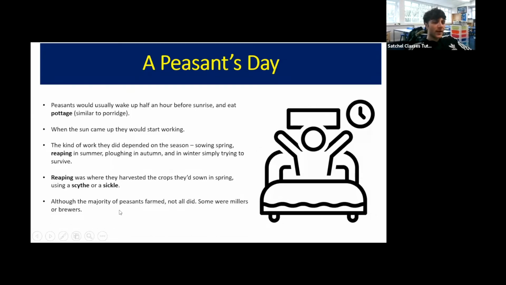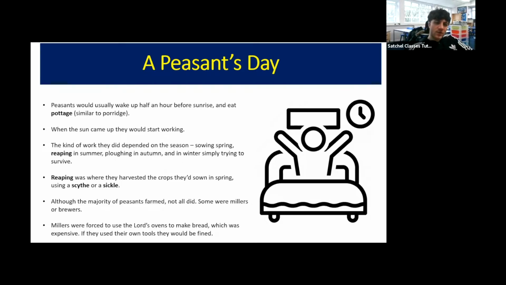Now, although the majority of peasants farmed, not all of them did. There was a minority that did alternative, different jobs. Some, for example, were millers who made bread, and some were brewers who brewed beer. Now, the millers, they were forced to use the lord's ovens to make their bread, and they had to kind of rent the use of those ovens, which is very, very expensive.